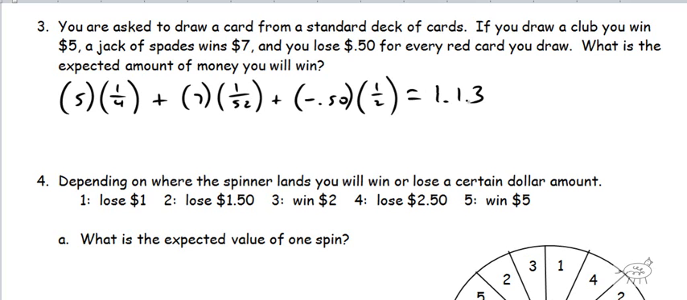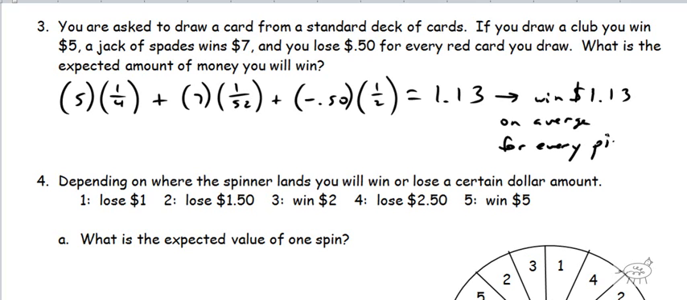Now, please, math fans, when you're giving me an expected value in money, please round to the nearest cent. Okay, don't round it to 8 decimal places, or don't round to 0 decimal places. Everything is, if it's dollars, then you got to give me dollars and cents. Okay, so it's 1.13. So you basically win $1.13 on average. Ooh, there's that word again. For every pick. Oh, that's a good game. I would play that one.